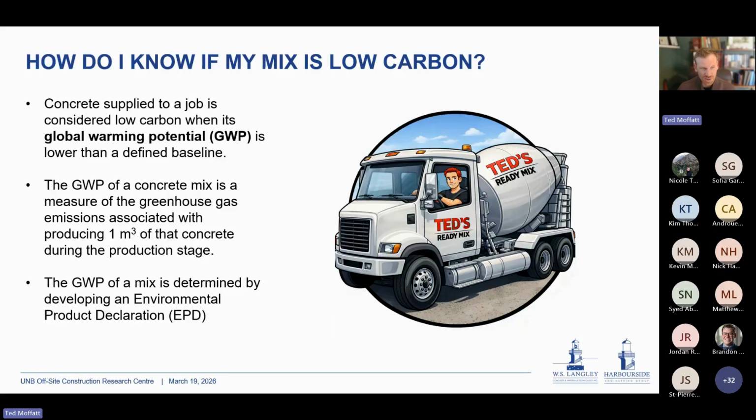A global warming potential of a mix is, simply speaking, a measure of greenhouse gas emissions associated with producing 1 cubic meter of concrete during the production stage. We'll learn shortly what the production stage is. And a GWP is determined by developing what's known as an Environmental Product Declaration, or EPD.